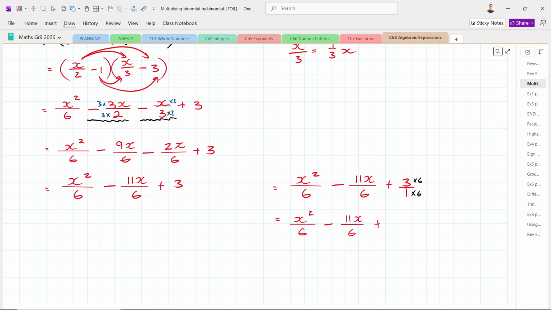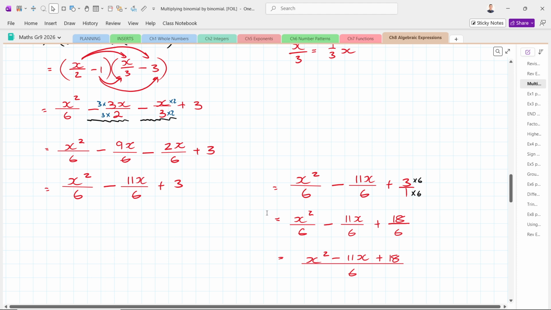plus 3 times 6 is 18 over 6. And once everything is on the same denominator, we can write it on one denominator. So x squared minus 11x plus 18 all over 6. Okay, so that is the same as this. This is just a more simplified form, but this is perfectly fine.